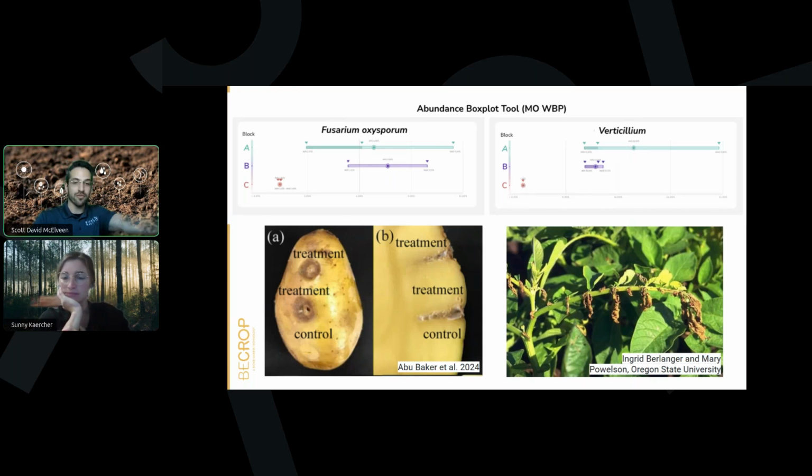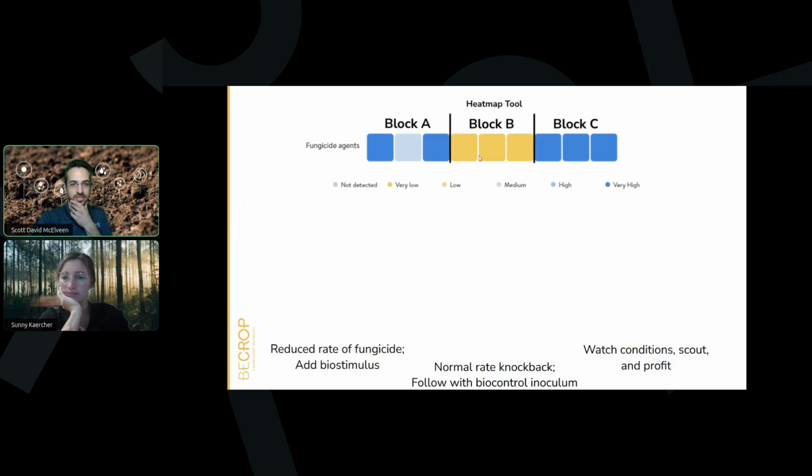Now, we're in framework 2. Let's look at the biocontrol agents. Block A and B both had high disease risk of Fusarium and Verticillium. Block A, does it have fungal biocontrol agents? Yes, that lands it in an embattled soil.